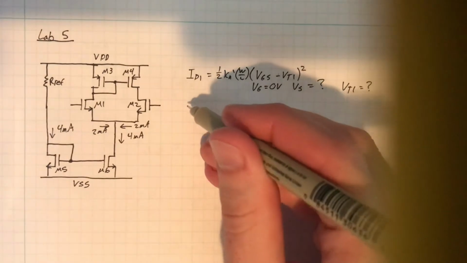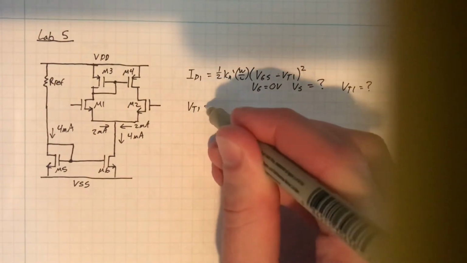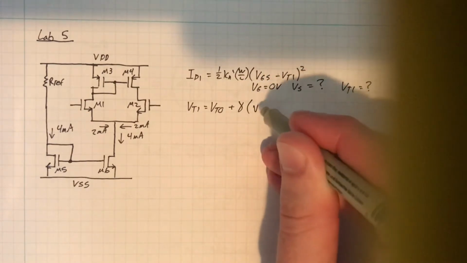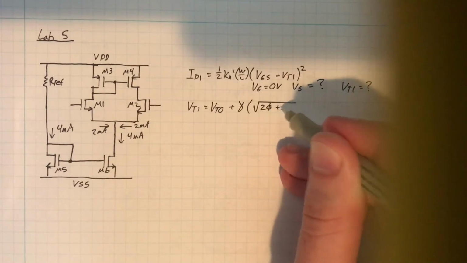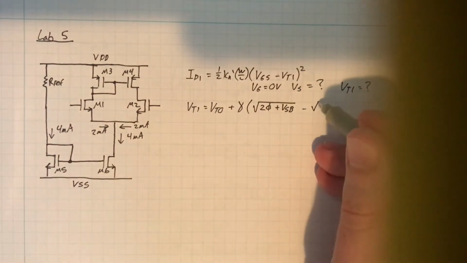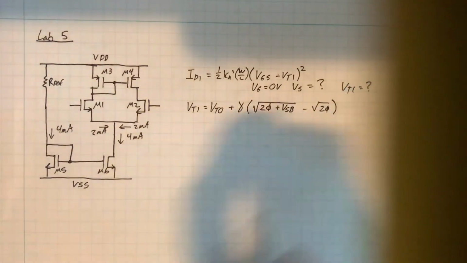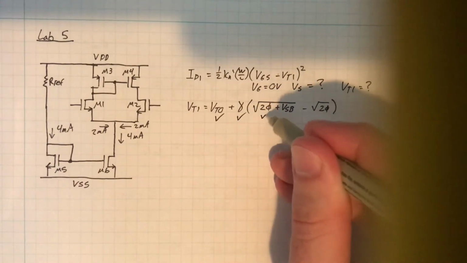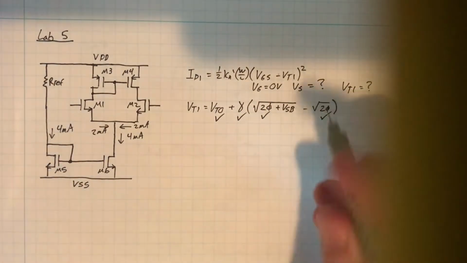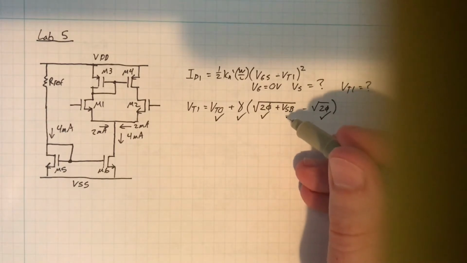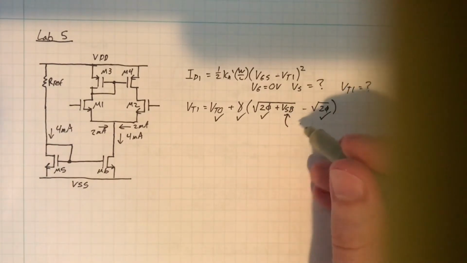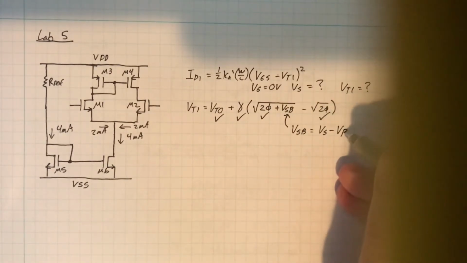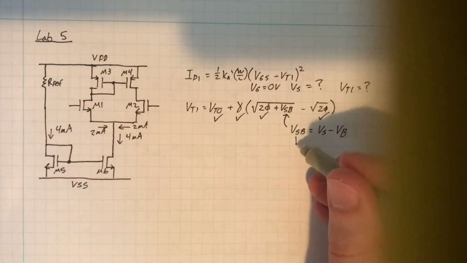So we write a second equation for the threshold voltage. Vt1 is equal to Vto plus gamma times the square root of 2 phi plus VSB, minus the square root of 2 phi. They give you VTO, they give you gamma, 2 phi is known, but we do not know what VSB is. VSB is equal to VS minus VB. Again, VS is unknown.